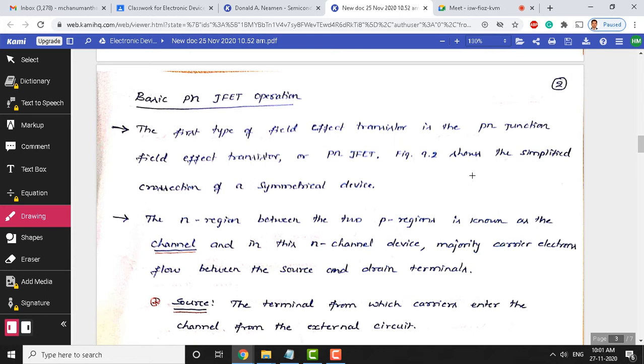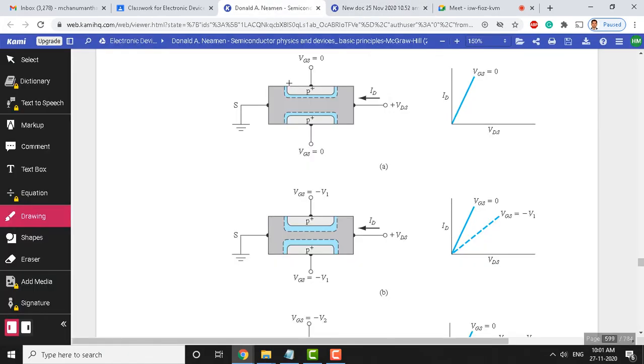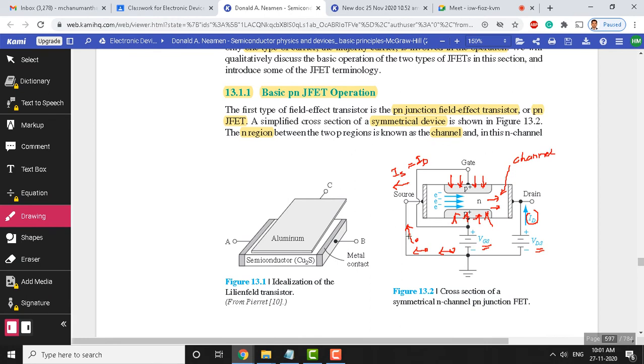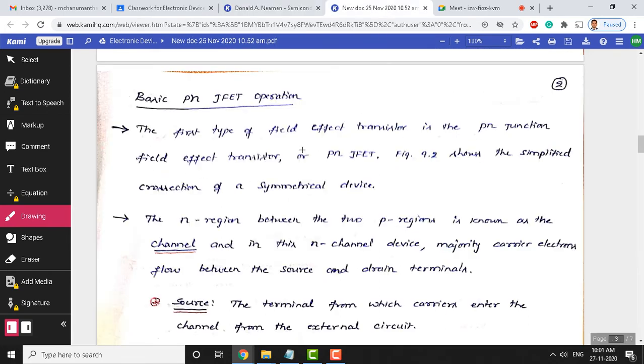So, this is one of the ways we can make a PN junction based JFET. I will be frequently using the diagrams from the textbook, which you can see here. This is the diagram which I will be referring to right now. So, this is a basic PN junction JFET operation. Now, let us see here.